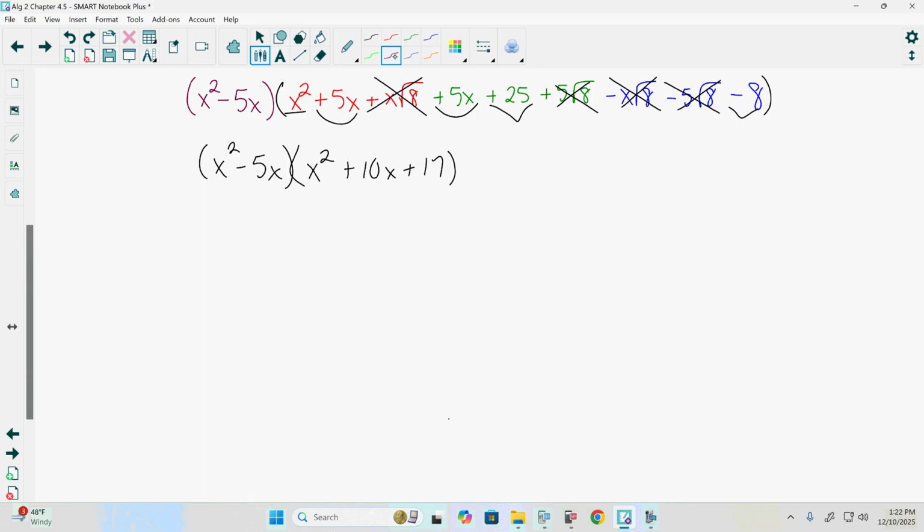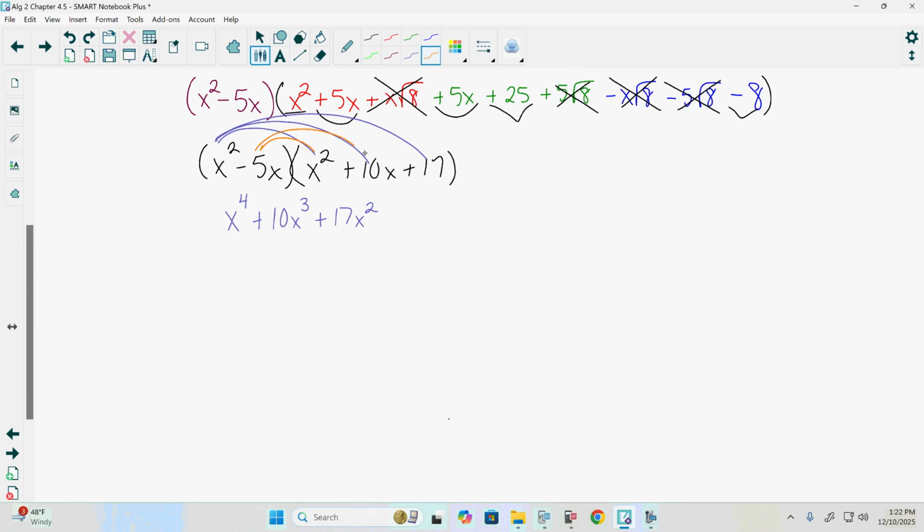Now that brings us to our last multiplication. We just have to do it one more time, and then we are finished with this here. First thing we can distribute is the x squared. Now x squared times x squared would indeed be x to the 4th. x squared times 10x is going to be plus 10x cubed. And x squared times 17 is going to be plus 17x squared.